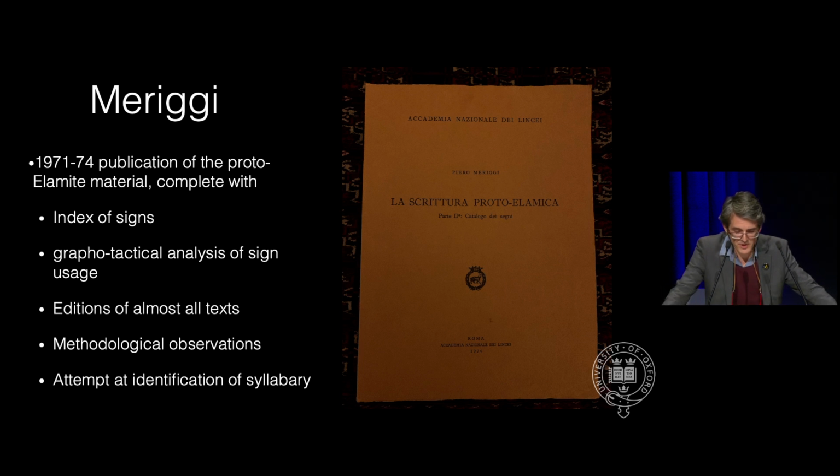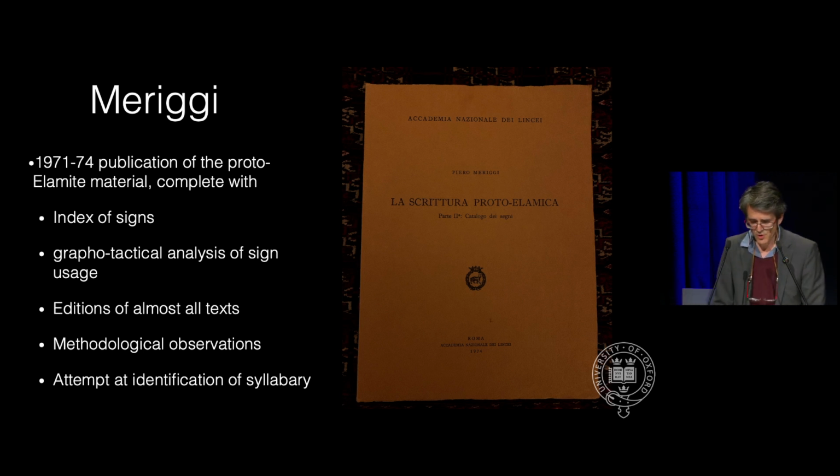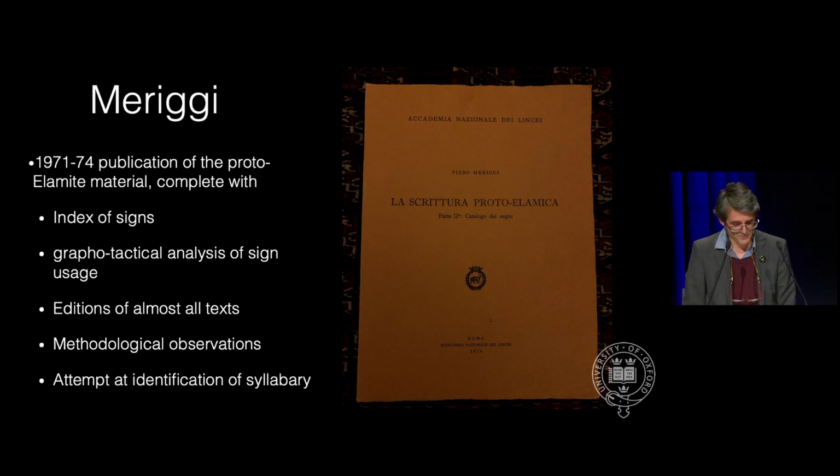Contemporaneously with the work of the Berlin Uruk project, Piero Meriggi in Italy embarked on his study of the Proto-Elamite writing system, and his 1971-74 publication included an index of the signs, a graphotactical analysis of sign use, and new editions of almost all texts. It was also furnished with a perhaps less successful attempt at identifying a syllabary in the Proto-Elamite texts, and the study was to some extent burdened by dependence on the old editions of Scheil and McNeil and the assumption that Linear Elamite was a successor script to Proto-Elamite.